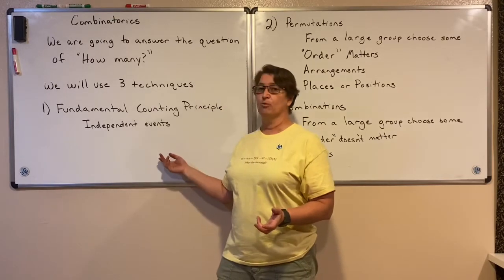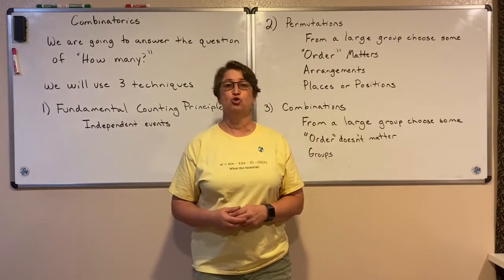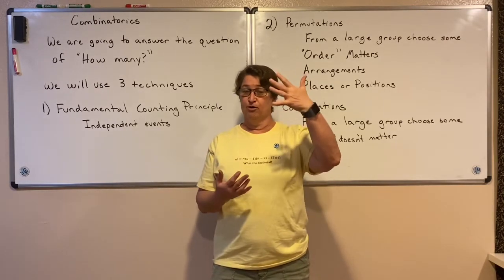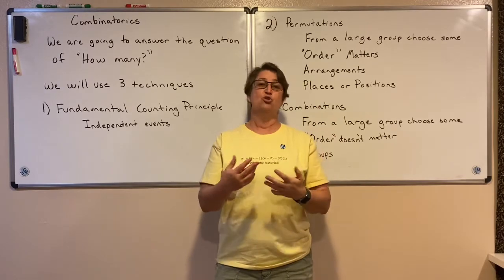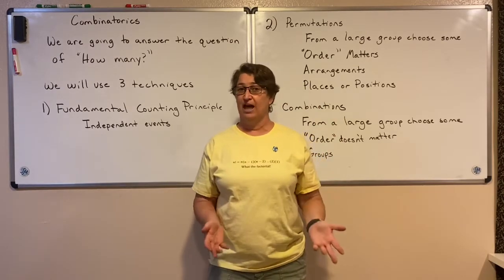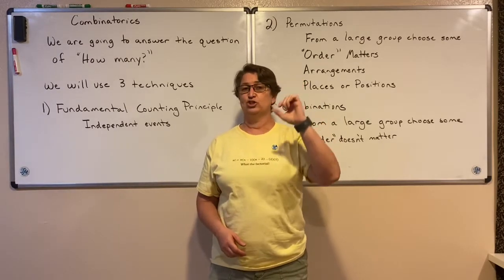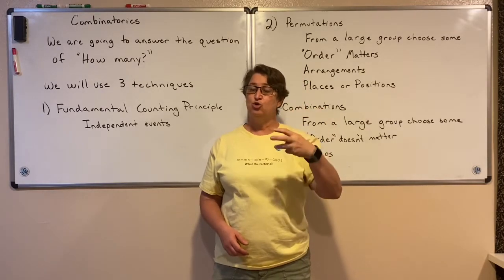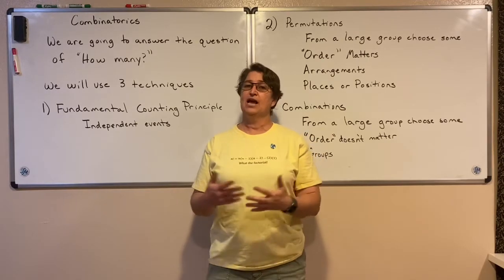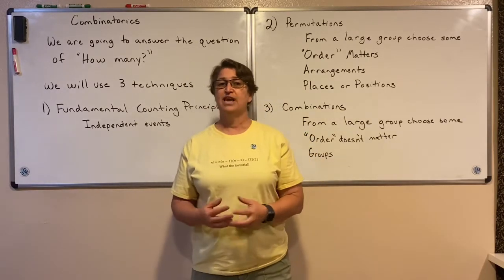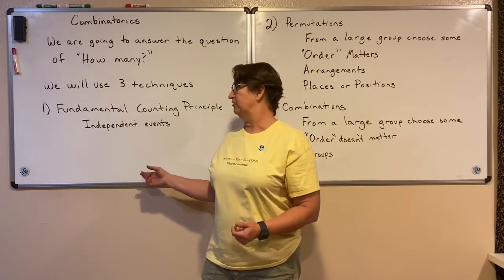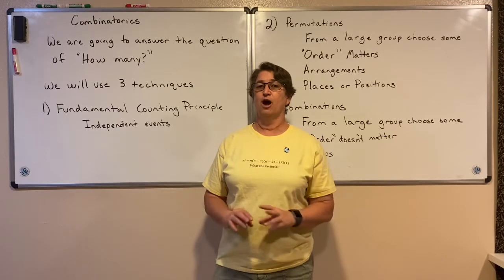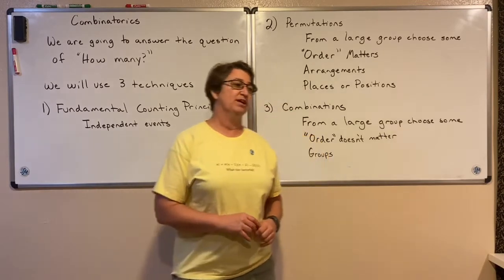Or another example might be if you're taking a multiple choice test and each one of your questions has a certain number of answers to it. And you want to know how many different ways could I fill out this test? Well, each question then is an independent event. And you'd have to look at how many choices there were for each question and just multiply those together to find out how many different ways. So for the fundamental counting principle, each one of our parts is an individual little event.